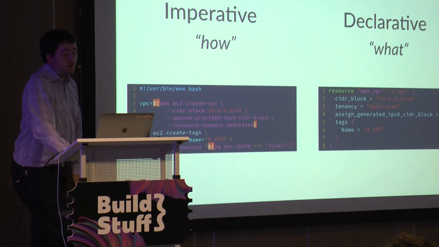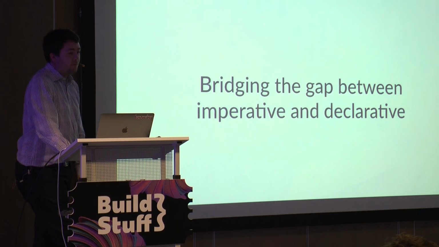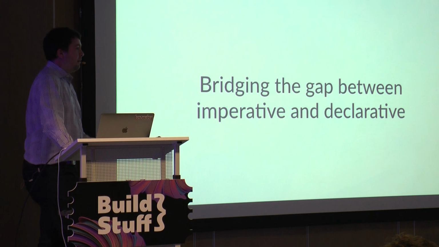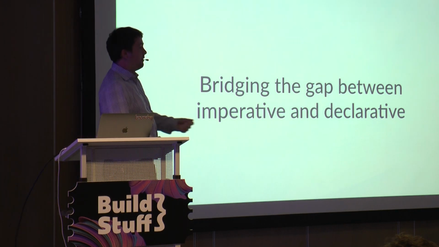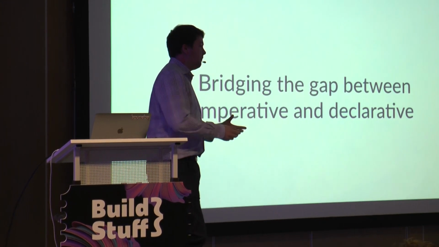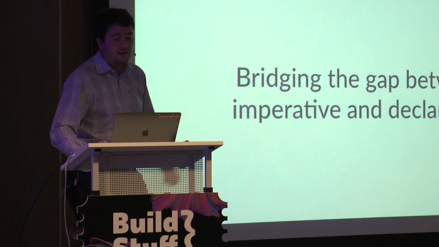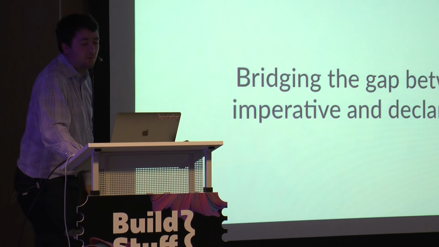So what we really want is a model that bridges the gap between imperative and declarative. We'd like to have the full expression of an imperative programming language, but we'd also like to constrain the capability of it so that we can have a declarative model, ultimately, which is executed by something that can converge on our desired end state. So let's look at that in more detail.